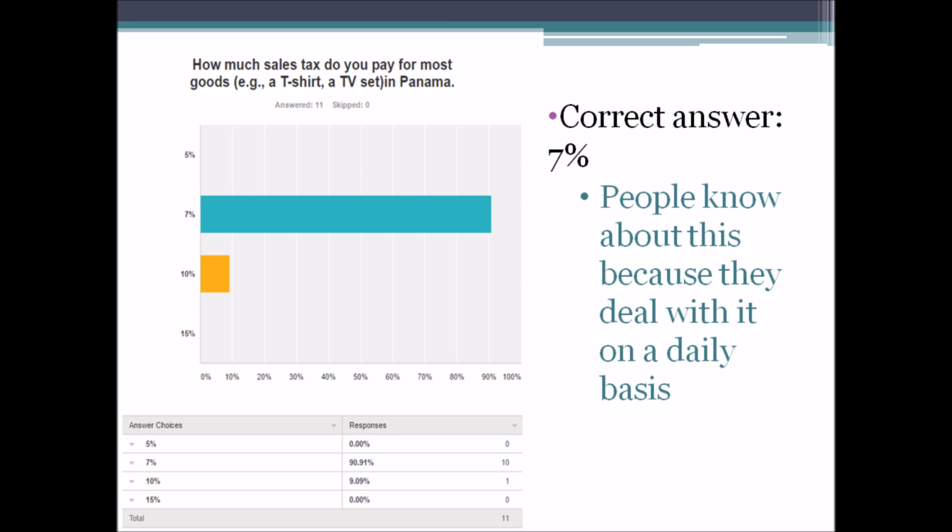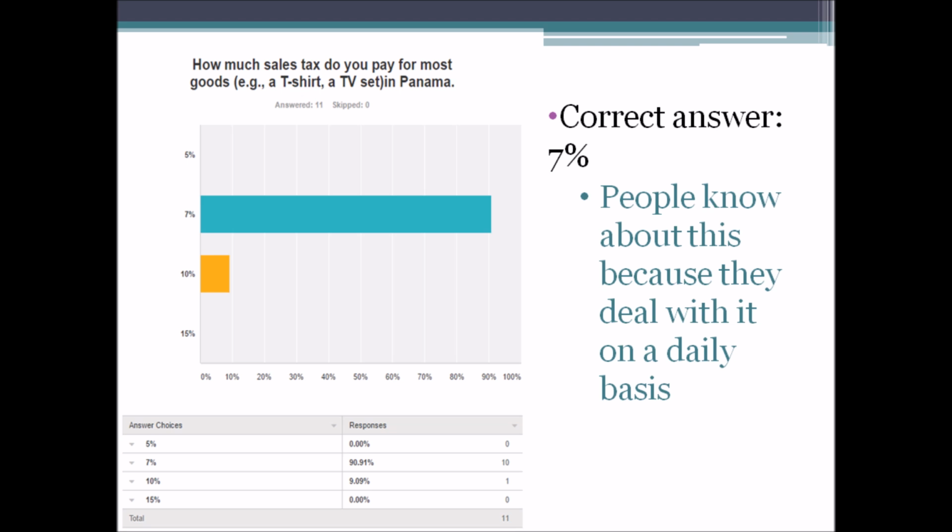And when people were asked the regular tax rate that they pay for most goods in Panama, they answered correctly with 7%. And people know about this because they deal with it on a daily basis with every purchase that they make. The tax rate that they deal with is 7%, and they see it constantly, so that's why they know what it is.